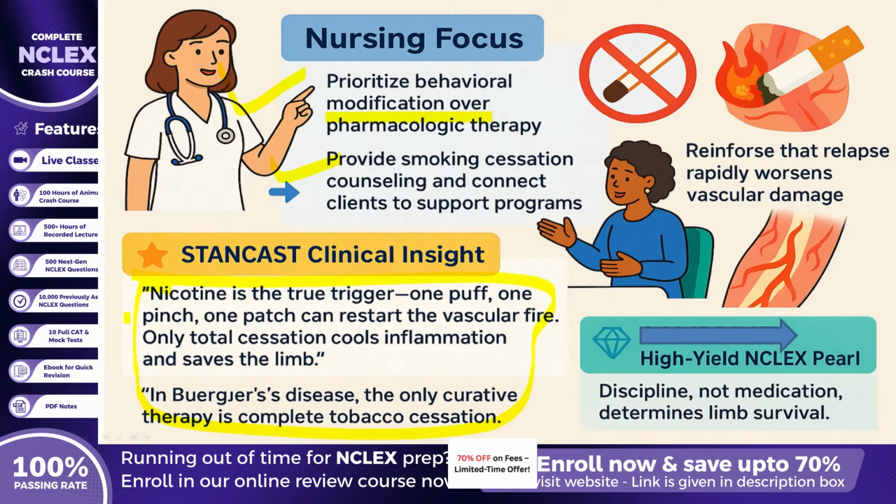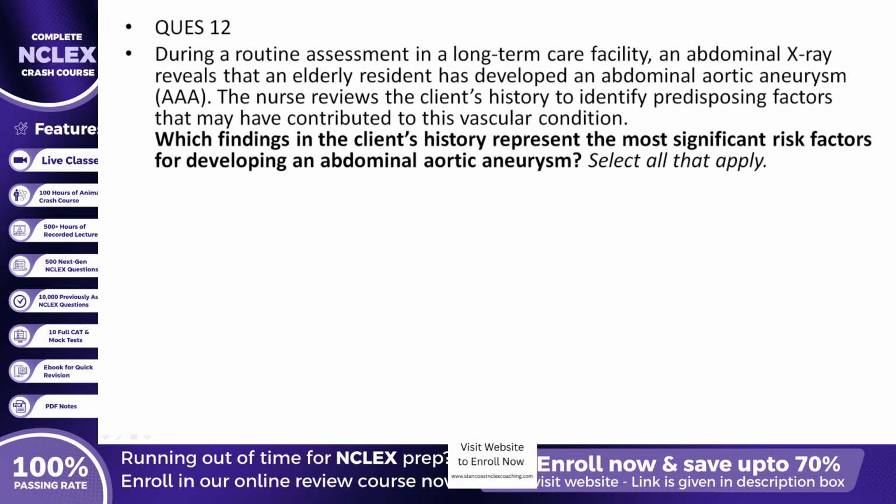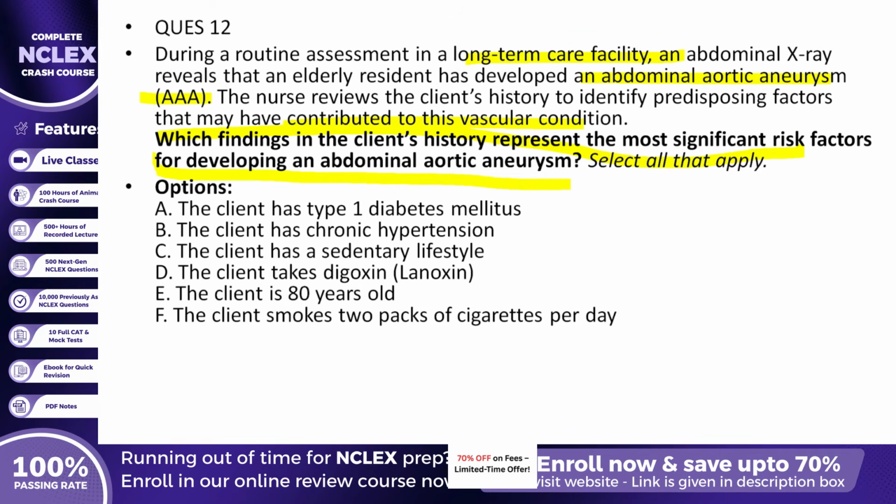Moving into this detailed clinical reasoning scenario, imagine a nurse conducting a routine assessment in a long-term care facility when an abdominal X-ray unexpectedly reveals that an elderly resident has developed an abdominal aortic aneurysm, commonly referred to as AAA. The nurse now reviews the client's medical history to pinpoint which predisposing factors may have contributed most significantly to this vascular condition. The question asks, which findings in the client's history represent the most critical risk factors for developing an abdominal aortic aneurysm? Here are the options to consider.